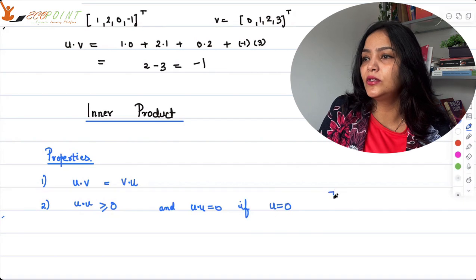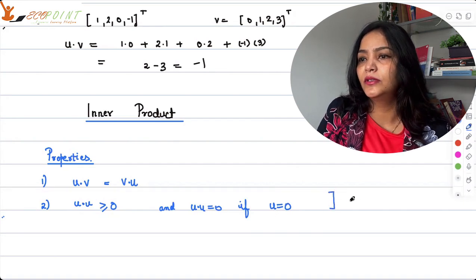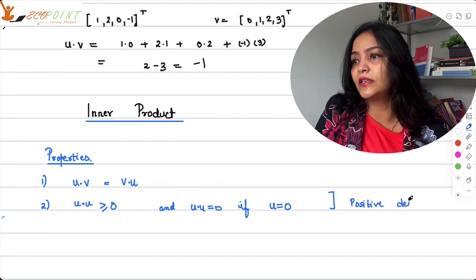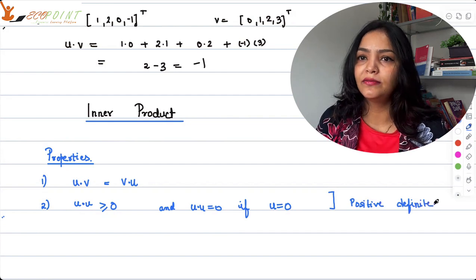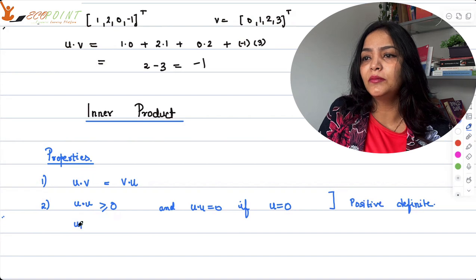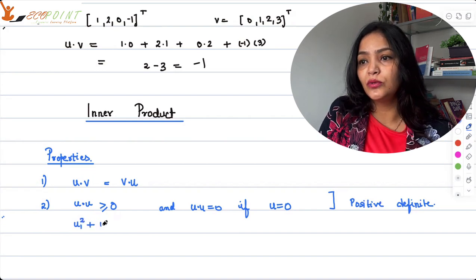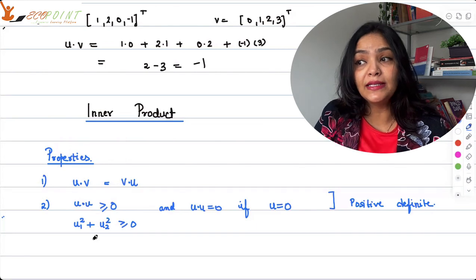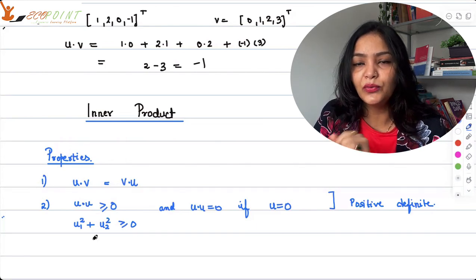Something which we can actually call the property of positive definite. You are basically saying positive definite when you take the dot product of u with itself. Well, if you think in R2, it is nothing but u1 into u1, that means u1 square, plus u2 into u2, so that is u2 square. Of course, these are squares, so it will be greater than or equal to 0. But it will be 0 only when u1, u2 are 0.